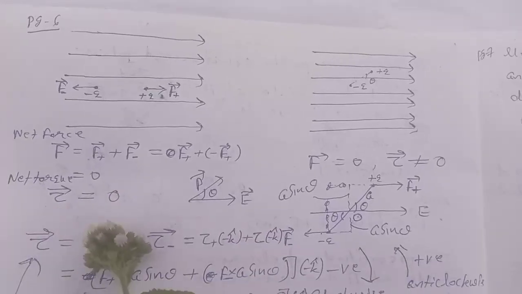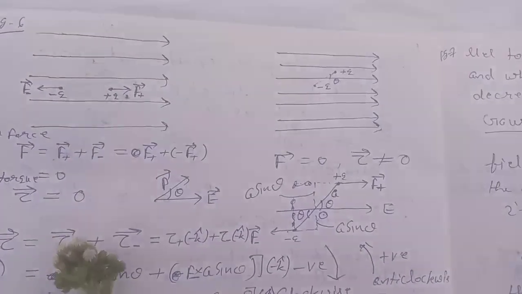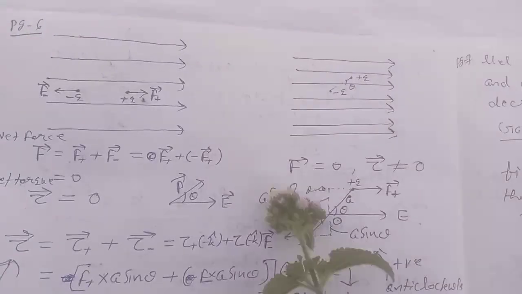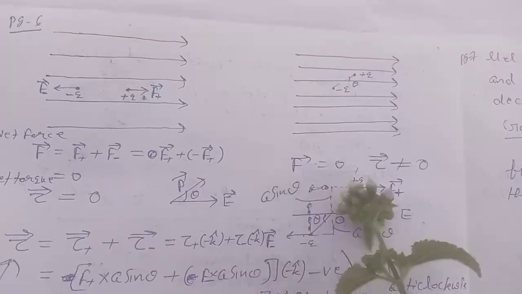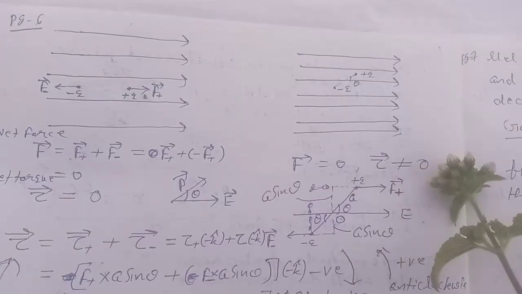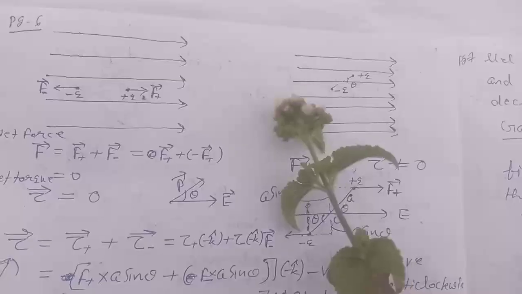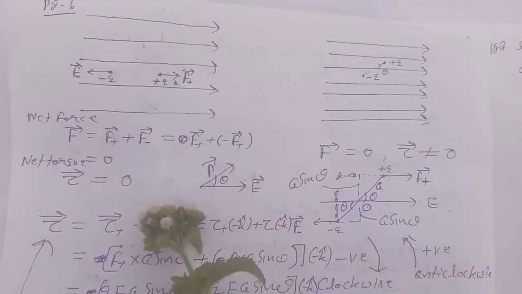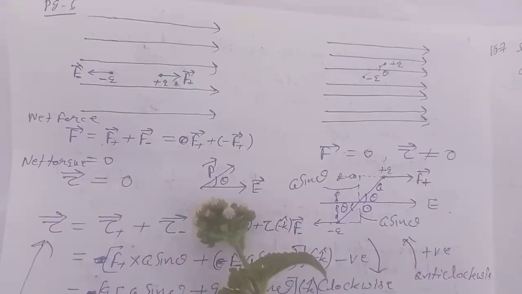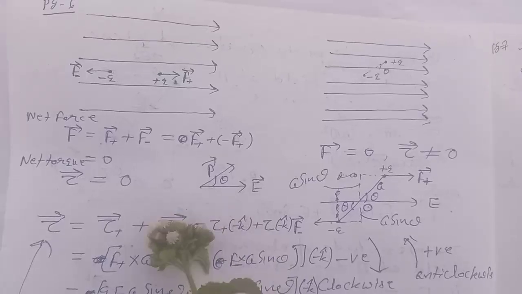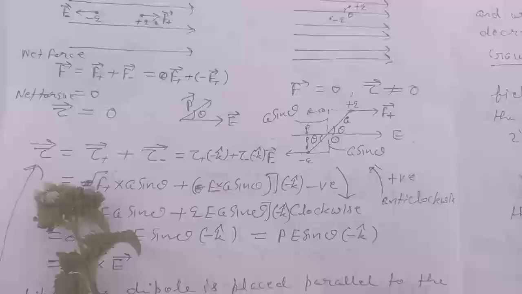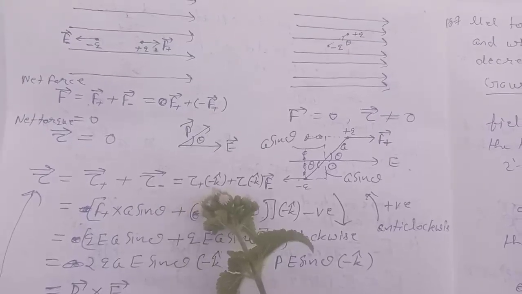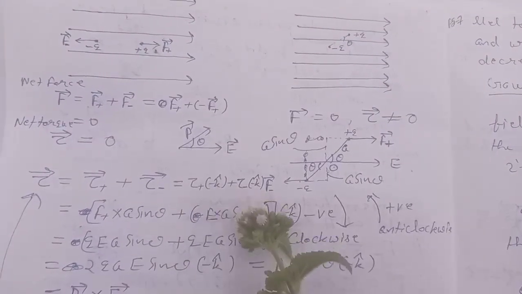In this case F vector will be 0, but tau vector is not equal to 0, because there is a direction of dipole moment in this direction where it is shown. P vector makes angle theta with E vector. Now tau vector will be tau plus plus tau minus, tau plus minus k cap plus tau minus minus of k cap.